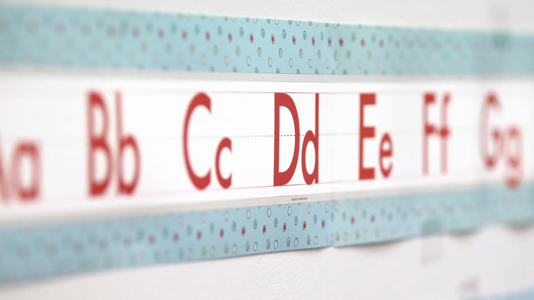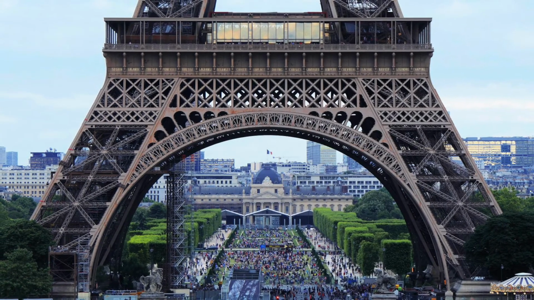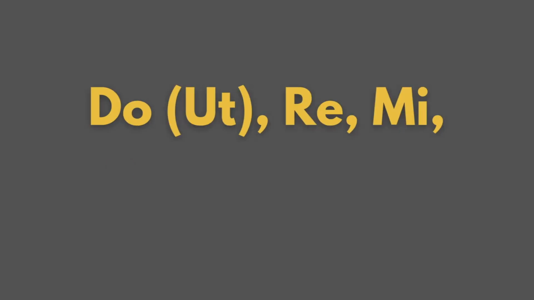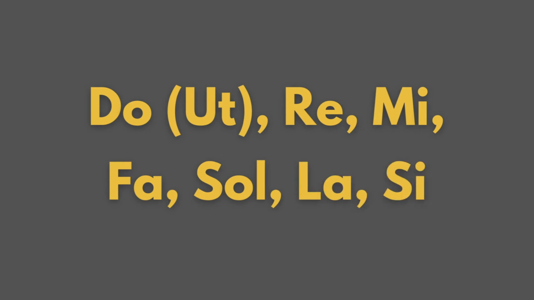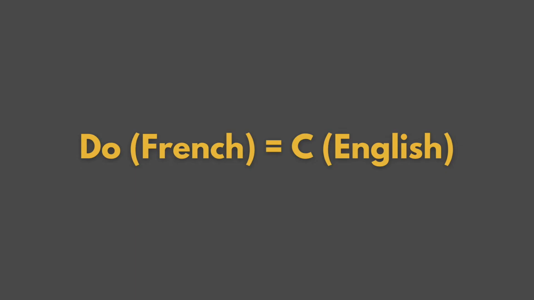So the English alphabet is one way musicians talk about pitch. The French use their own names, which may be familiar to you: Do or ut, Ré, Mi, Fa, Sol, La, and Si. Just like the English letters, there are 7, and they work exactly the same way. Ascending is Do, Re, Mi, Fa, Sol, La, Si, and then we repeat Do. Descending is reverse: Do, Si, La, Sol, Fa, Mi, Re, Do. Do is the same as C in English notation.